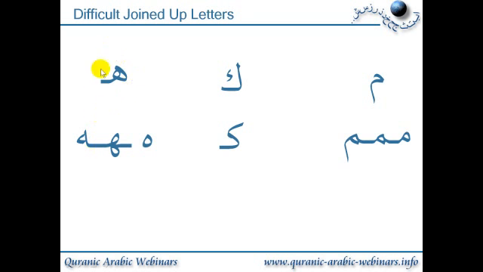So the top one that we've seen here is actually the letter ha when it's joining to a letter after it. So this is ha on its own. This is ha at the beginning of a word, in the middle of the word, and at the end of the word.